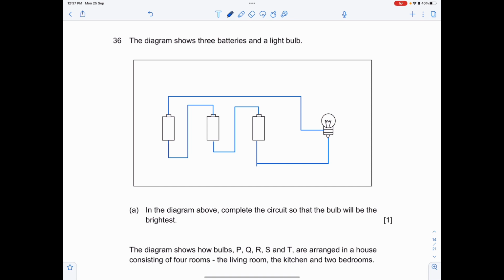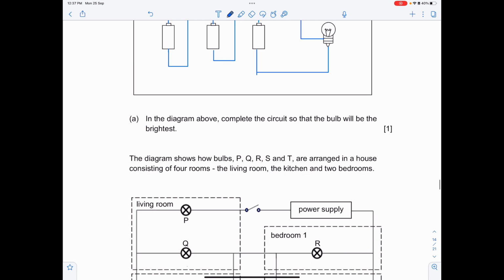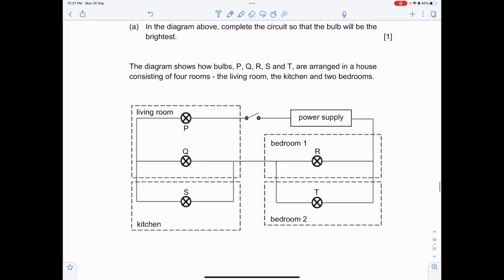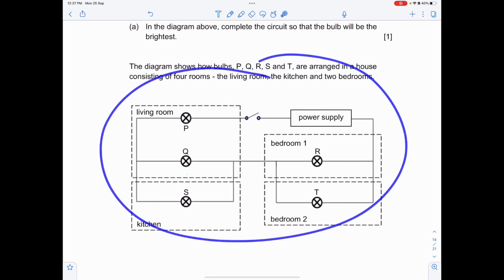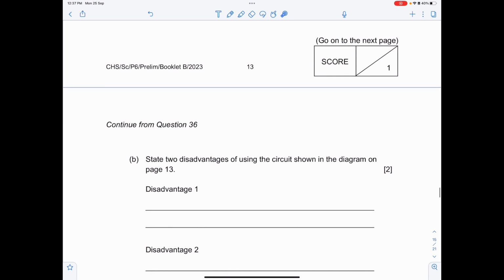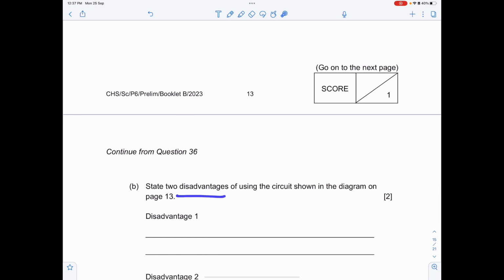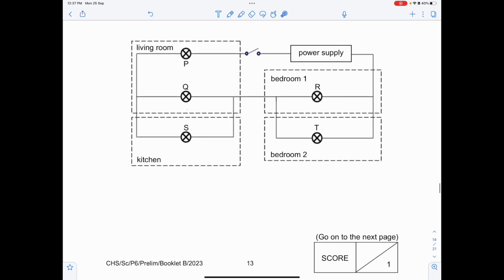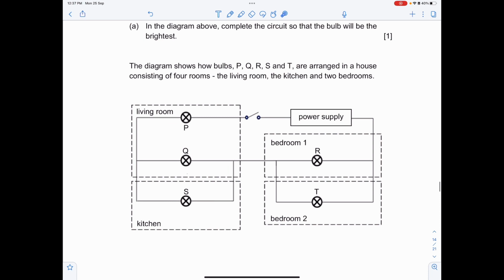Alright, moving on. The diagram shows how P, Q, R, S, and T are arranged in a house consisting of 4 rooms: the living room, the kitchen, and the 2 bedrooms. Now, state 2 disadvantages of using the circuit shown on diagram page 13. So when you take a look at here, you will realize one thing. What is the disadvantage? To do this, there's no way you trace.